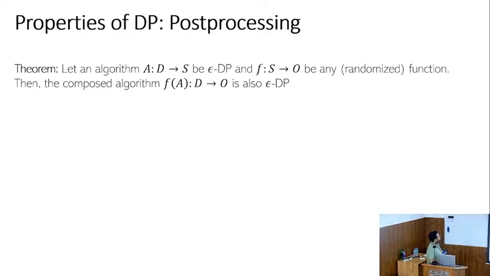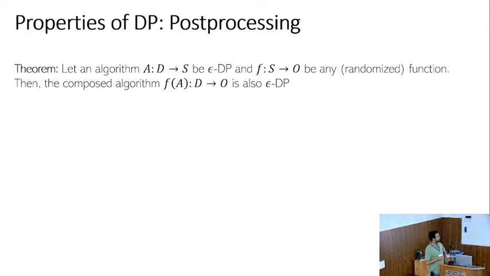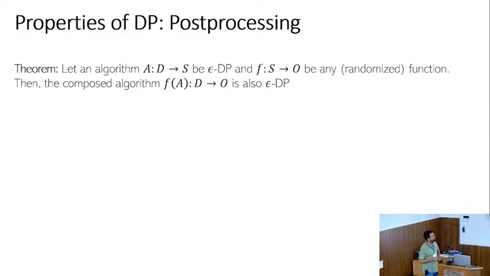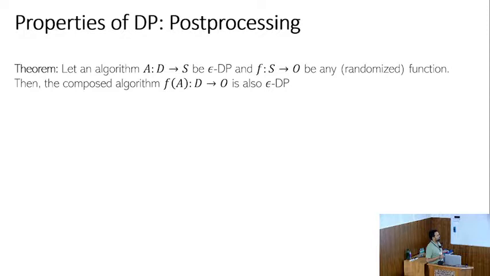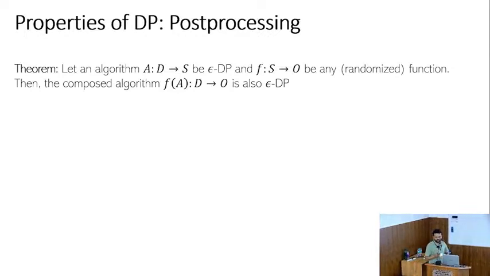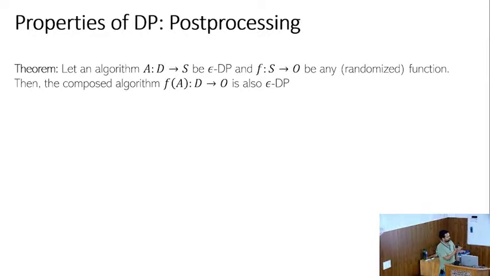The theorem is here. You have an algorithm A which operates on a data set D and gives an output S. The algorithm A is an epsilon differentially private algorithm, and F takes the algorithm's output from this set S. A maps D to S and F takes S to some other set O. So F is operating over A. This is any kind of processing you are doing over the differentially private outputs. F can be any function, and it could be a random function also. It might not be a deterministic function.